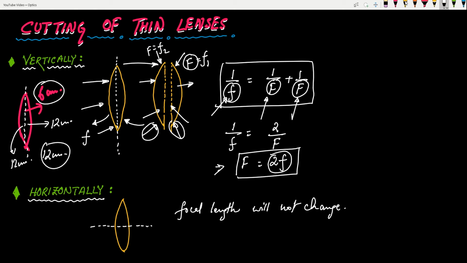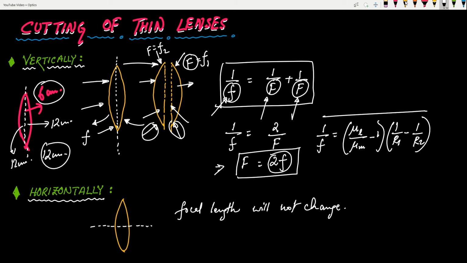We know that focal length depends upon 1 by f, that is, the refractive index of the lens divided by the refractive index of the medium in which the lens is kept, multiplied by 1 by r1 minus 1 by r2, where r1 and r2 are the radii of curvature of the first and the second surface respectively. So this is the formula for focal length. So focal length depends upon two things, that is, refractive index and radius of curvature of the surface.